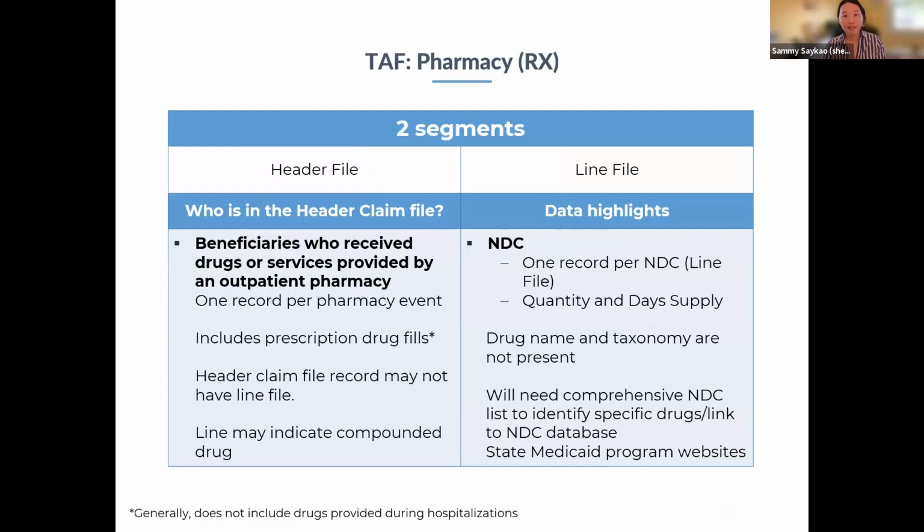We also have the TAF pharmacy. So this one actually only has 2 segments. This is the file that includes pharmacy events and prescription drug fills, unless they're provided during a hospitalization. When working with the NDC, I just want to mention that the NDC is included, but the drug name and taxonomy are not. So you'll need to have some type of external NDC database, or some states do offer drug searches by NDC if you wanted that type of information.